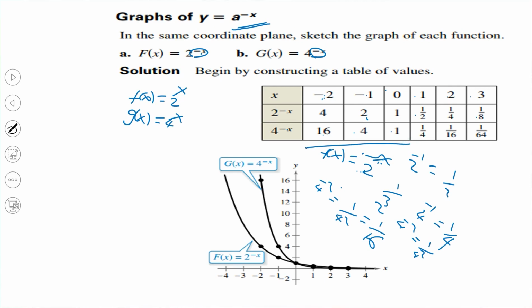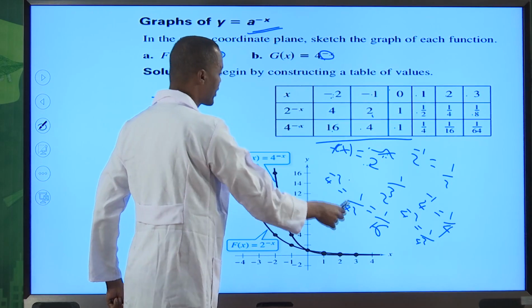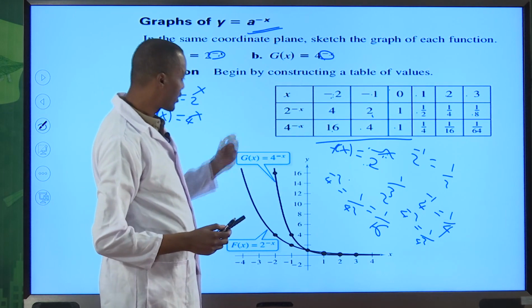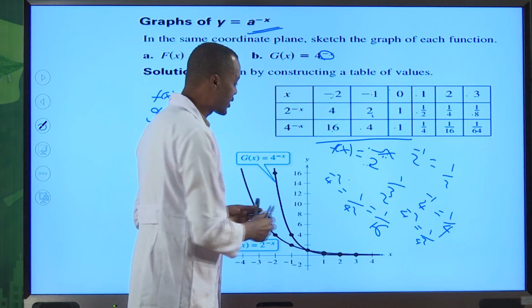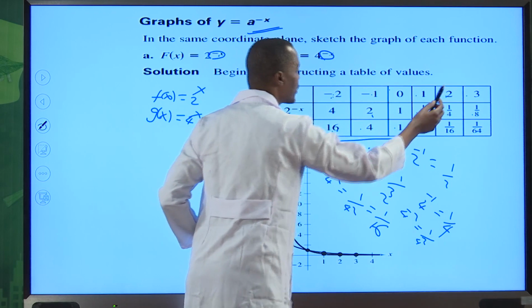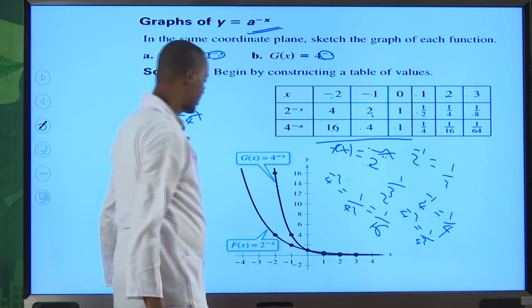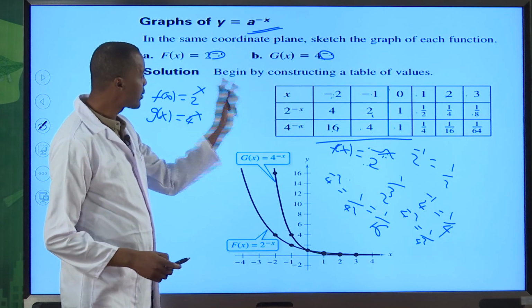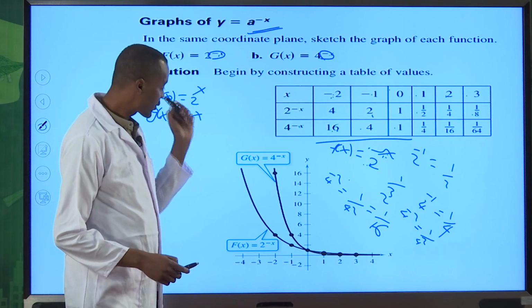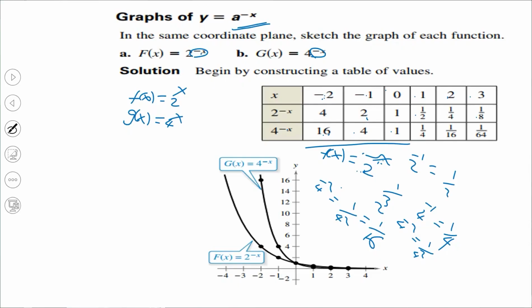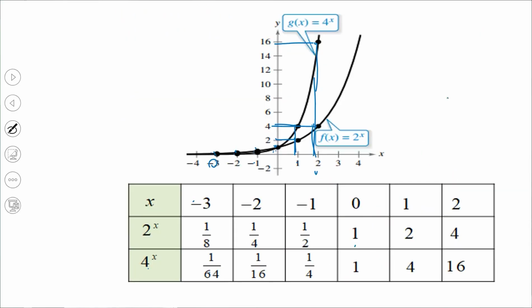So on this side, we have 4 to the power of a negative times a negative, that is positive. For example, 4 to the power of minus x with x equals minus 2 is 4 to the power of positive 2, that is 16. But if I choose 2, that is 1 over 4 squared, that is 1 over 16. Everything is the same as I explained for the previous problem, and by joining the points from this table of values, you can simply plot the graph.